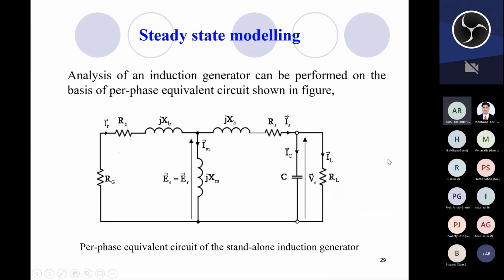Okay, so now let us consider the equivalent circuit when the induction machine is working as a generator. Here you can see the per-phase equivalent circuit for an induction generator. Here a capacitor is connected, and some resistive load is also connected. The rest of the circuit is similar, but here another resistance Rg is shown. So what is this resistance Rg? That we have to understand very well.